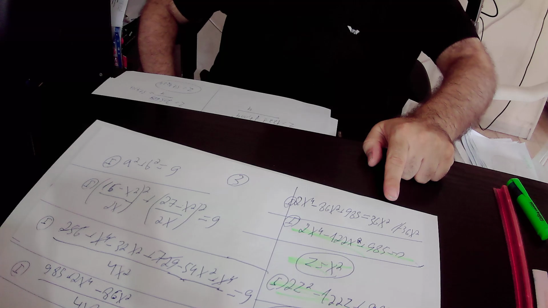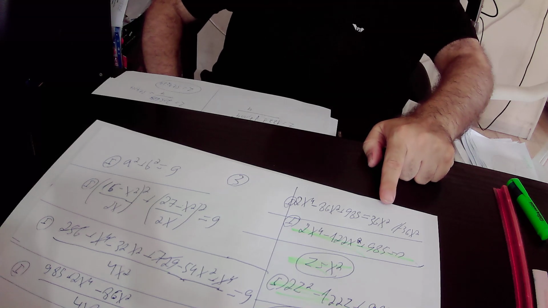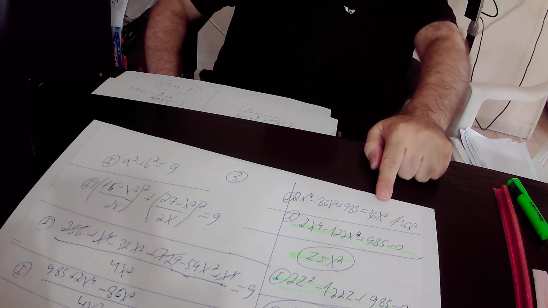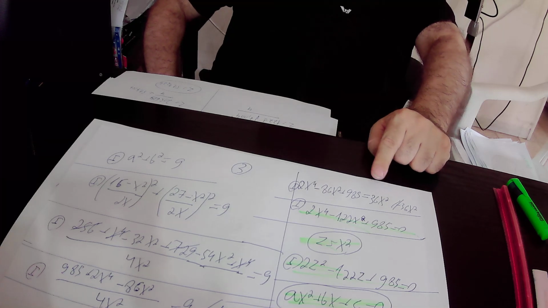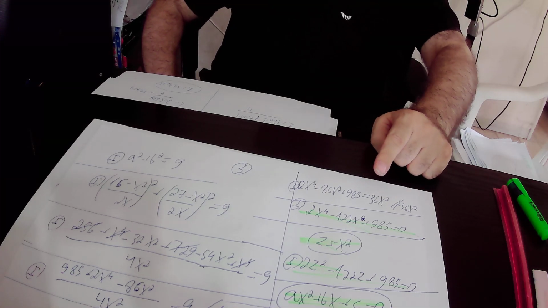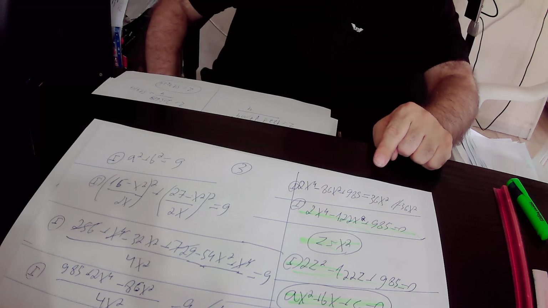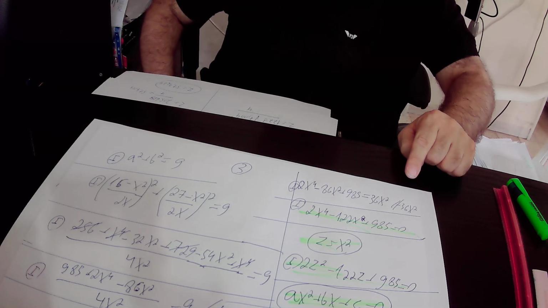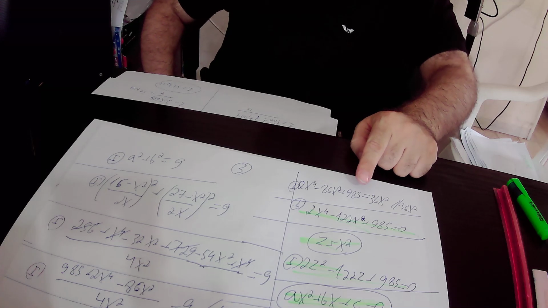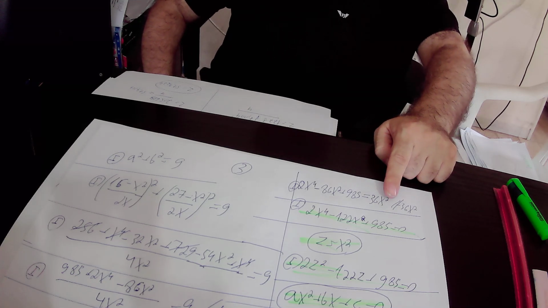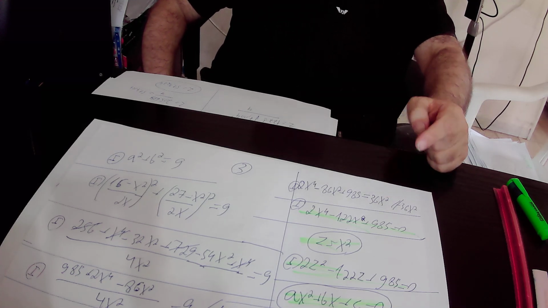Here we subtracted 36x squared from this equation number 1, and we found out that according to equation number 1, 2 times x to the power of 4, and here minus 86x squared minus 36x squared is equal to minus 122x squared plus 985 equals to 0.